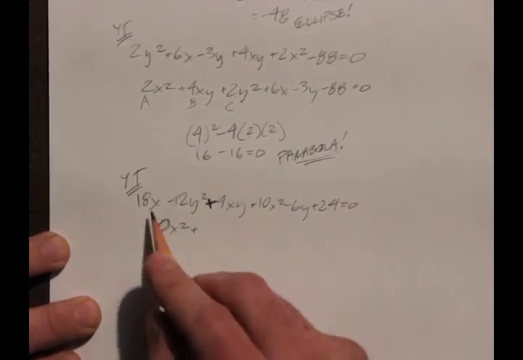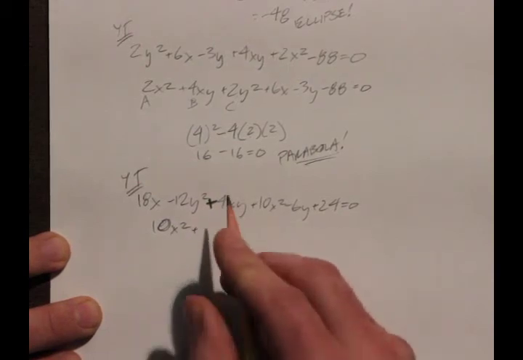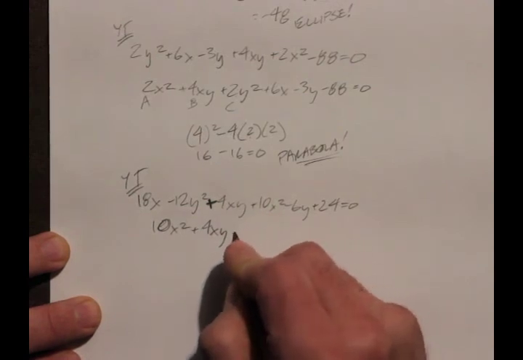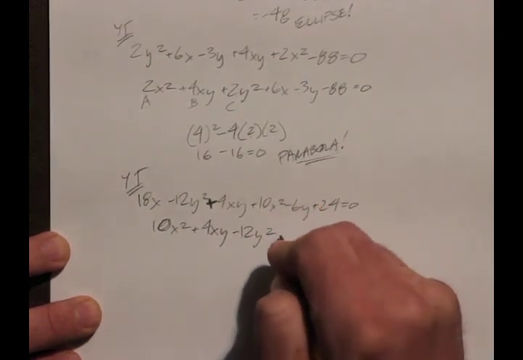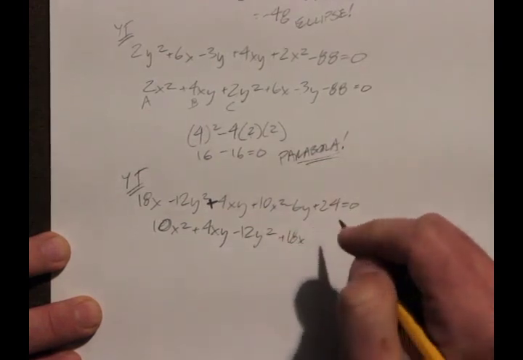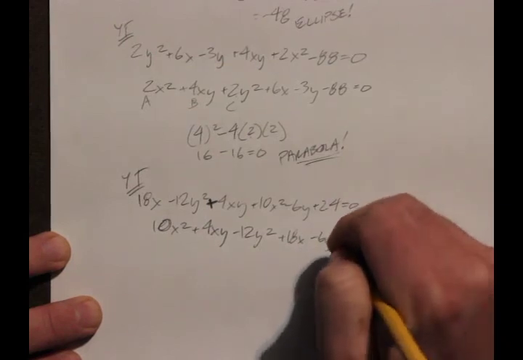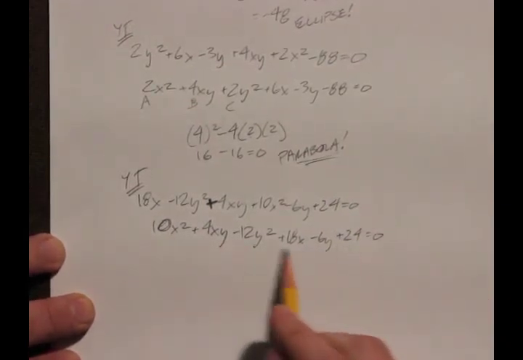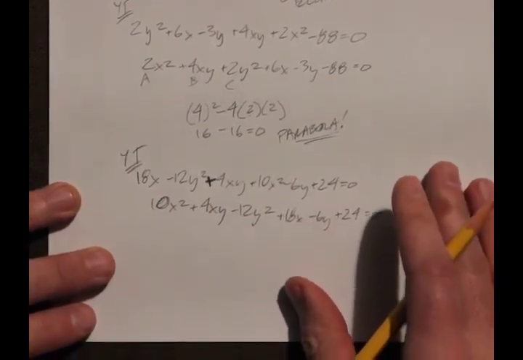Okay, starting over again. 10x squared plus 4xy, sorry about that, minus 12y squared, plus 18x, and then the y value minus 6y plus 24 equals 0. Okay, now we have all that in order. And I do my discriminant now.